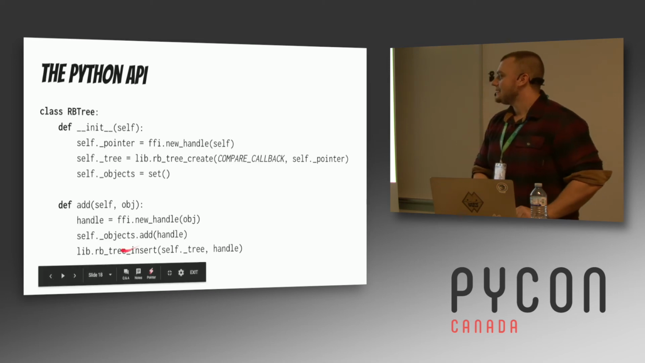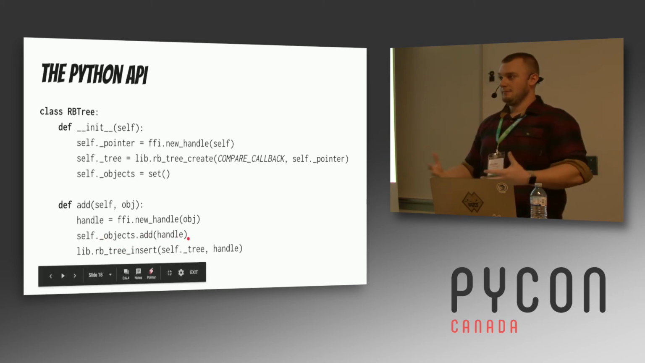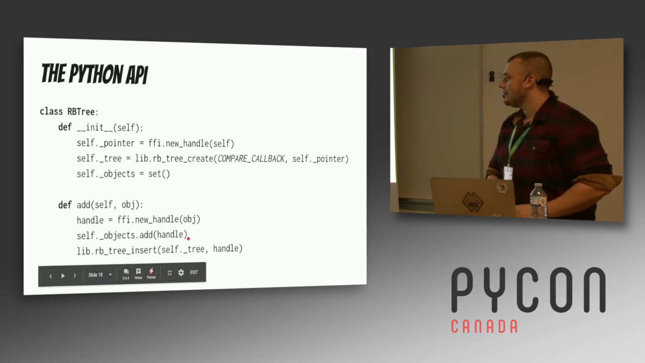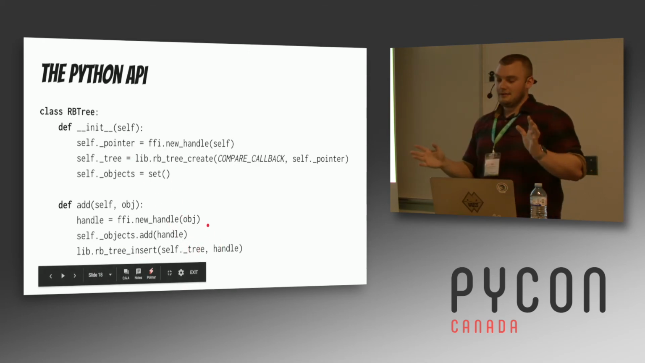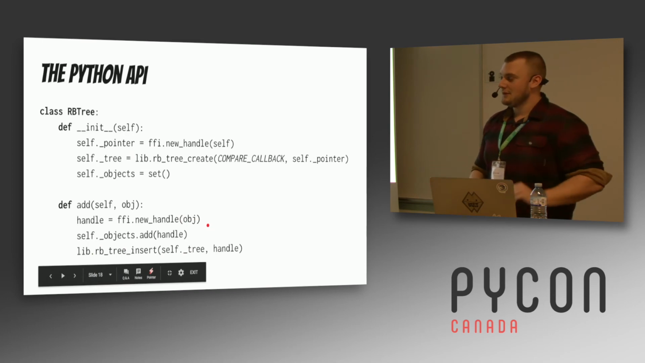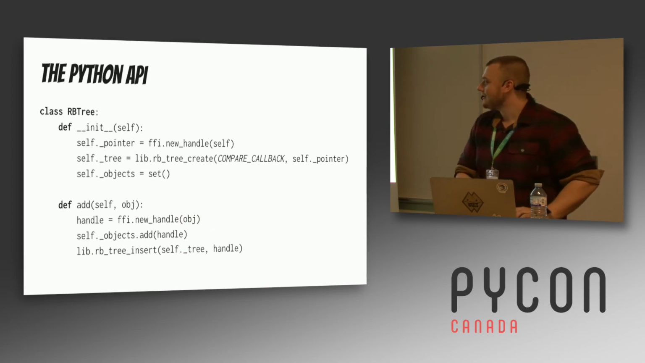We add that handle to the set of objects so that we let the garbage collector know that we're keeping track of it, and then we just call arbitrary insert, and we give it that tree pointer that we made up here, and we give it the handle to that object. And that actually covers the basics of just adding an object.